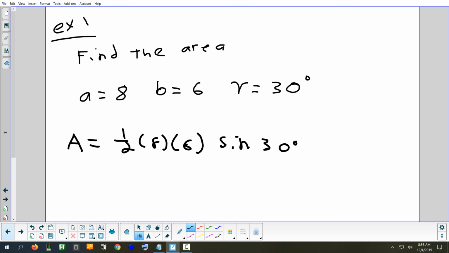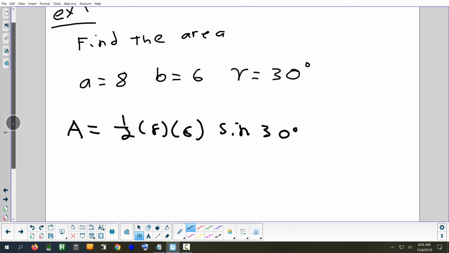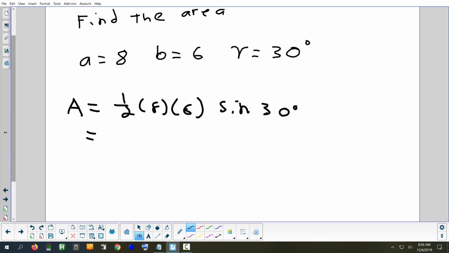Nowhere in there did they give you the height of it. If they said the height was 2, then all you would have had to do was 1/2 base times height. But since they didn't, you're using the formula I just showed you. 1/2 the product of the two sides times the sine of the angle between them. And a lot of it you can do without a calculator. 1/2 of 8 is 4. 4 times 6 is 24. And now let's type that in.